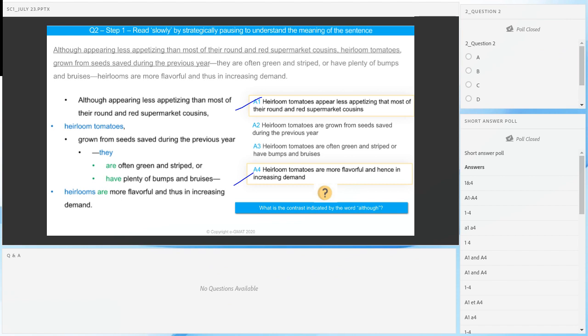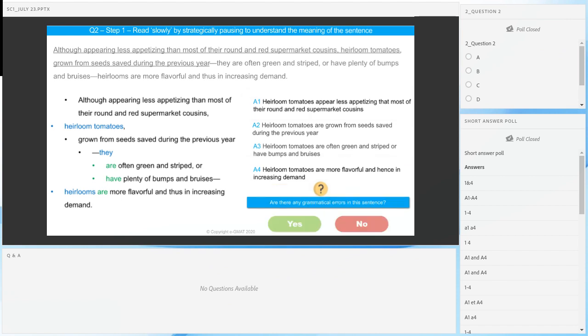And then in a small, some extra information about heirloom tomatoes, that they are grown from seeds which have been saved during the previous year. And also we understand that heirloom tomatoes are often green, and they have bruises and bumps on their body. So that's why the author says that they do not look that pretty.